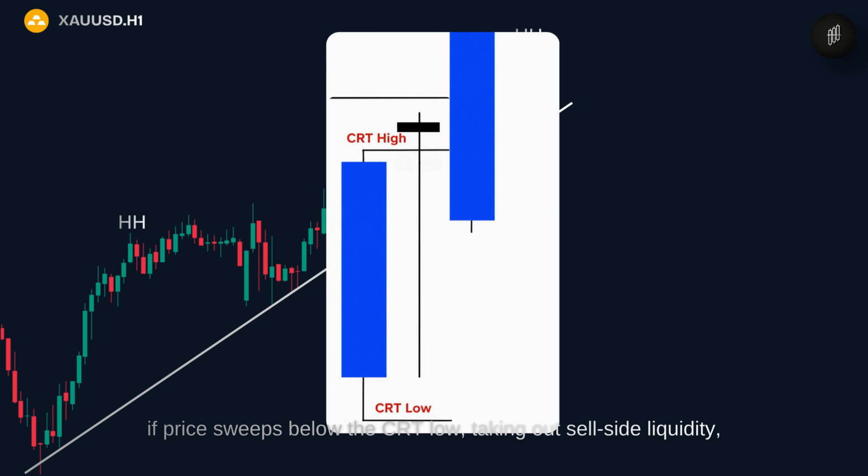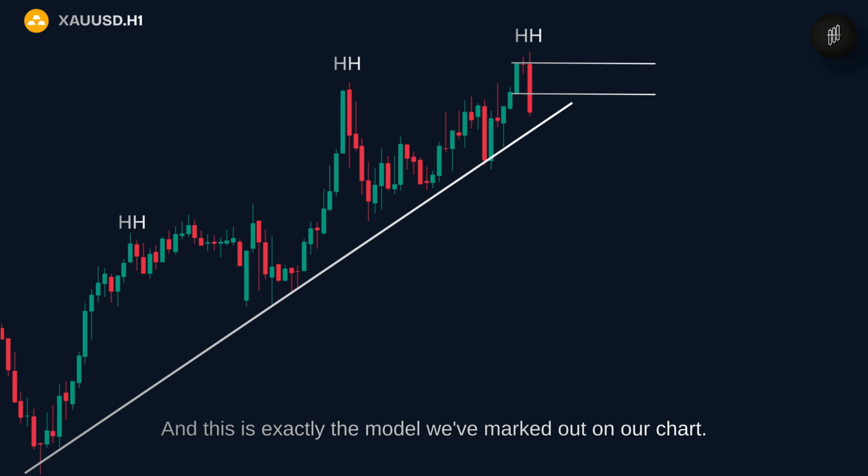Conversely, if price sweeps below the CRT low, taking out sell-side liquidity, but then reverses back up into the range without sustaining the move, this signals a bullish CRT setup, suggesting that price is likely to head higher from here. And this is exactly the model we've marked out on our chart.